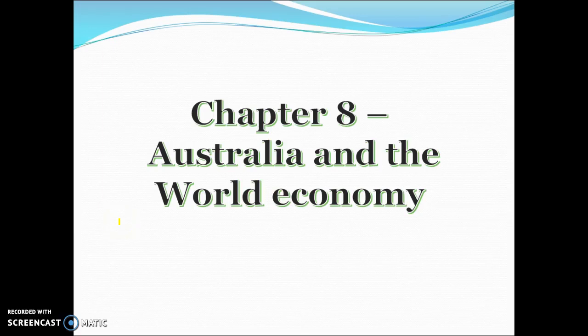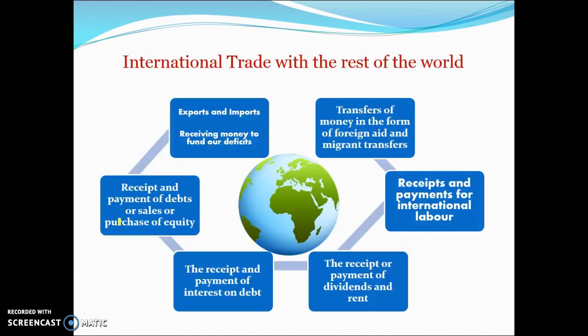Okay, so Chapter 8 is all about looking at Australia and their relationships and their interactions and financial transactions with the world economy. So the first thing we're going to look at in this chapter is what we call the balance of payments. And basically within the balance of payments we record all transactions of a financial nature between Australia and the rest of the world.